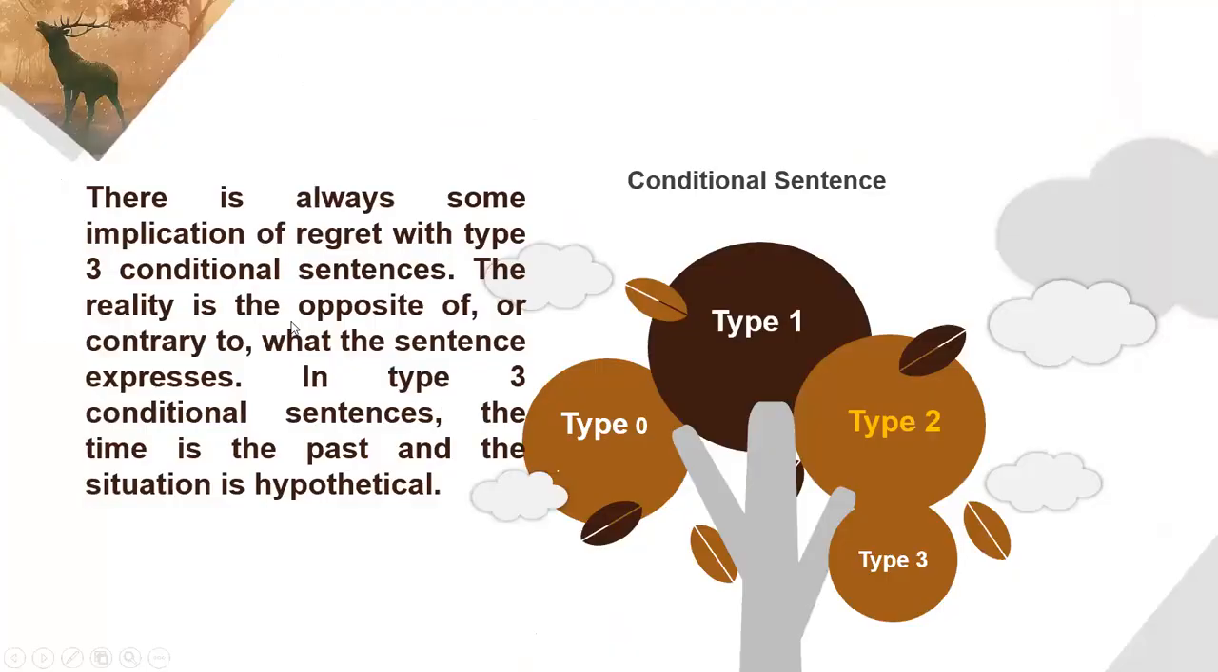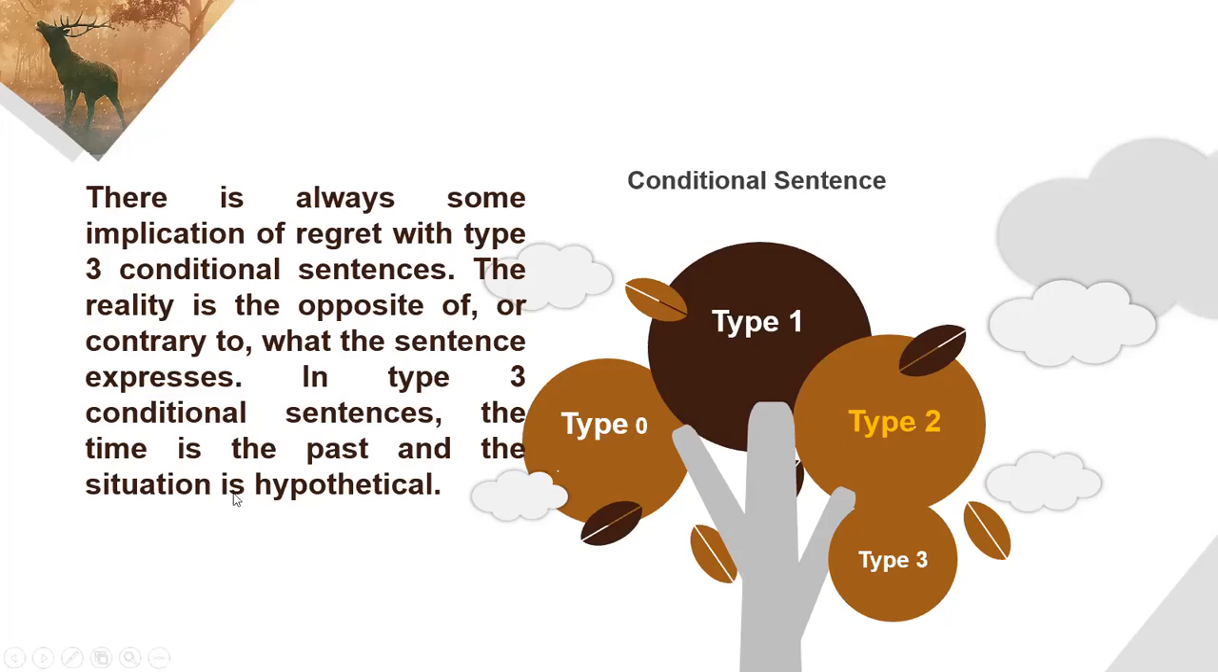Okay, there is always some implication. Another thing that you have to understand is there is always some implication of regret with type 3 conditional sentence. The reality is the opposite of or contrary to what the sentence expresses. In type 3 conditional sentence, the time is in the past and the situation is hypothetical.